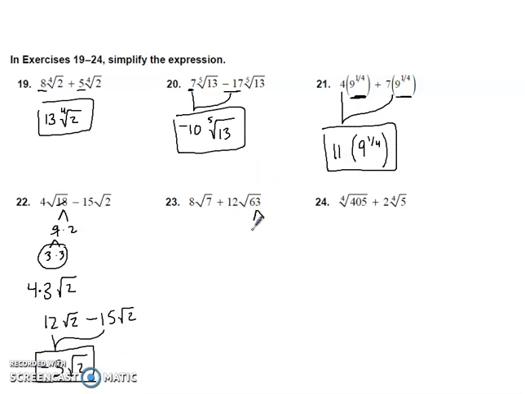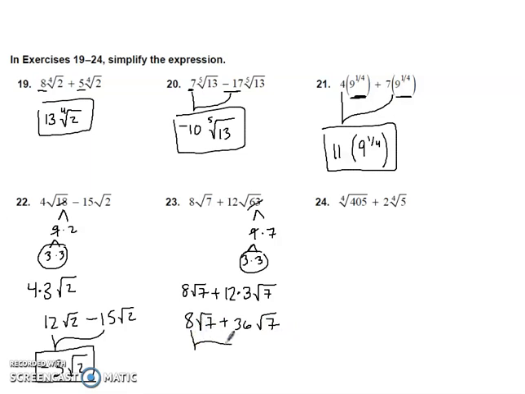Same thing here. Let me simplify, see if I can get a matching radical. 9 times 7 is going to give me 63. My 9 breaks down, and then there's a pair of 3's. So I can take the 3 out, but the 7 has to stay underneath. And I can't forget about the 12 that was already there. And then I have 8 rad 7 in front. So 8 rad 7 plus 36 rad 7. Since I have matching radicals, I can add 8 and 36 to get 44 square root of 7.